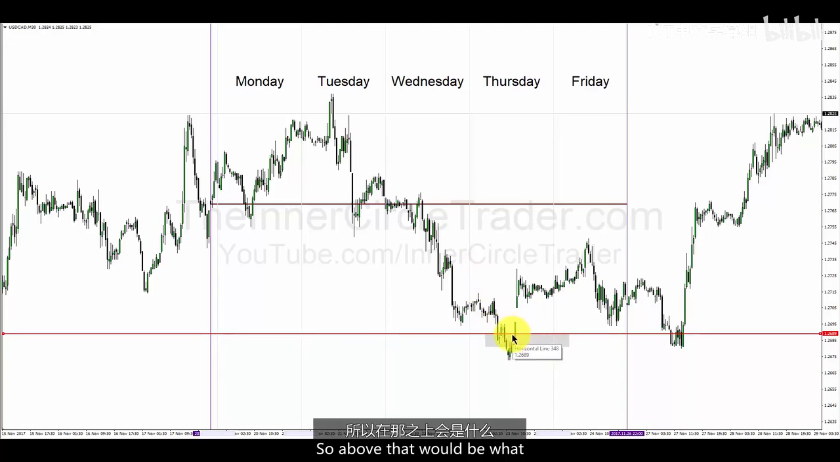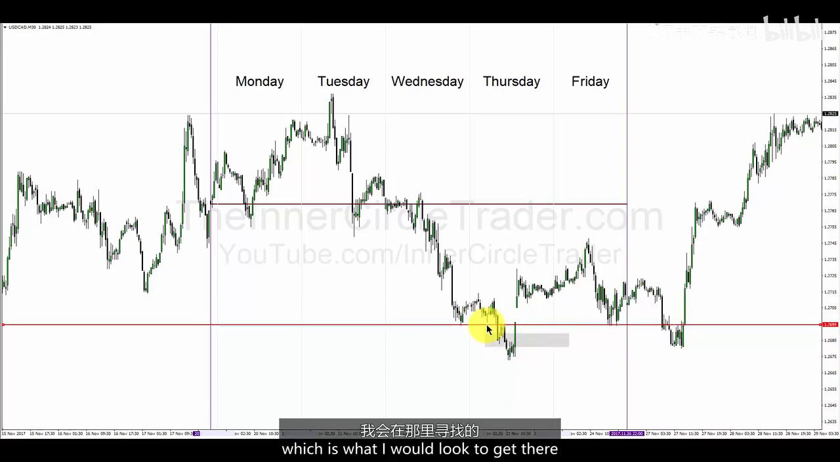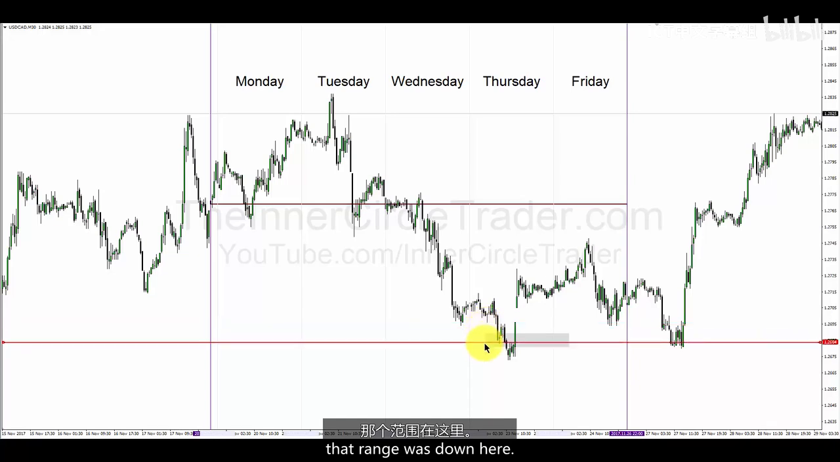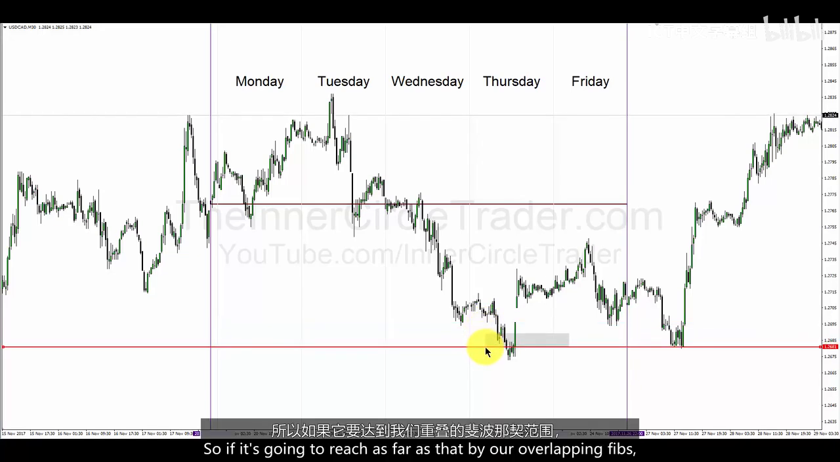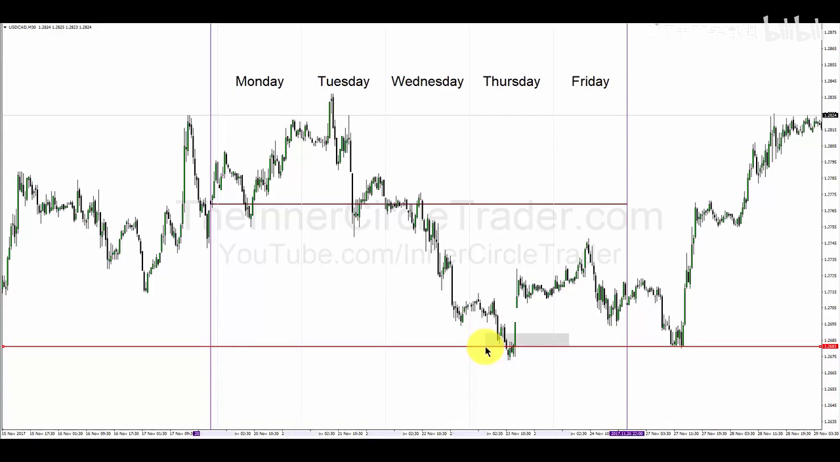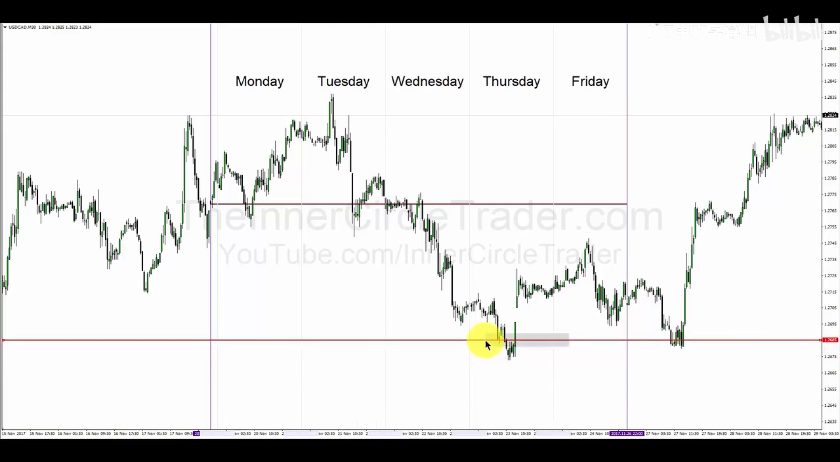So we're looking at 126.89. So above that would be what? 126.90 round number, or 126.95, which is what I would look to get there, because the lowest portion of that range was down here. So if it's going to reach as far as that by our overlapping fibs, that means 126.81 could be the low, but then you have to factor in the spread, dollar CAD. So you may end up getting 126.85, and that's the best case scenario.